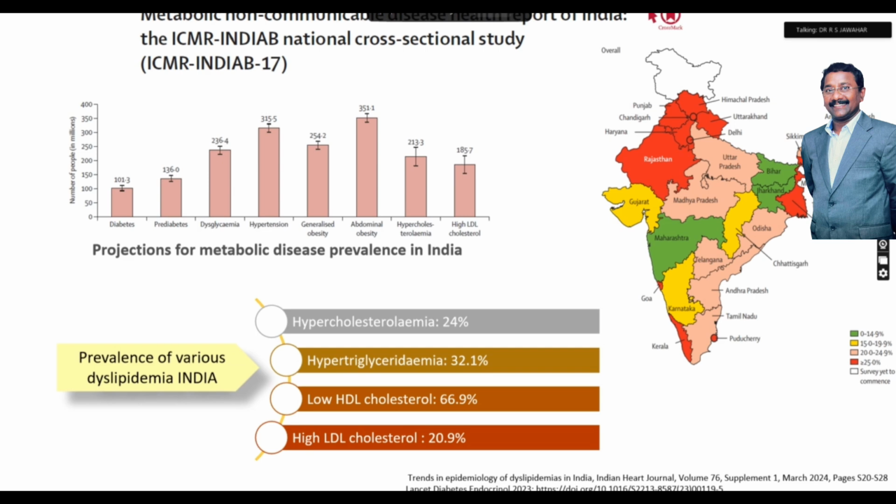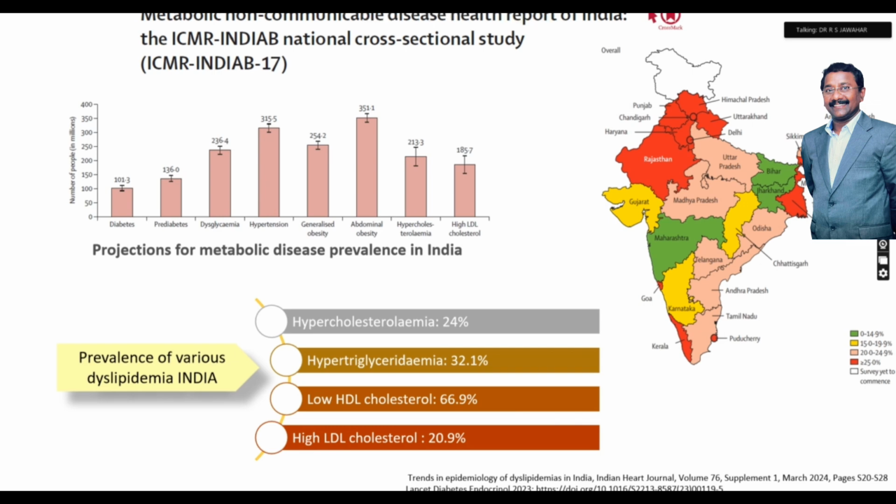You are all familiar with this ICMR India study. This is a very big study published in December 2021. It clearly shows that the number of diabetics in India is about 10.1 crores and pre-diabetics about 13 crores. If you combine the dysglycemia, it is nearly about 25 crores by this time. And more than 31 crores are hypertensive in India.